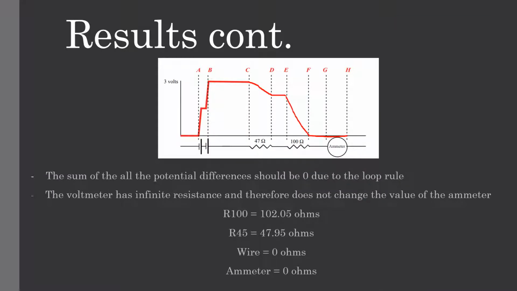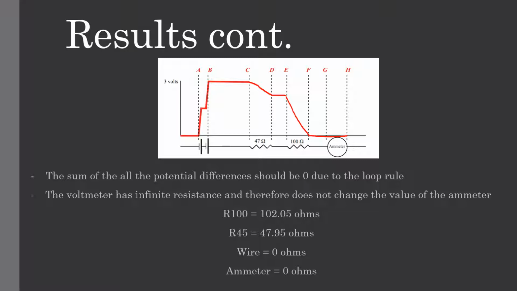Here is my graph outlining the voltage drops throughout the circuit. You can see that the sum of all potential differences is 0, which makes sense due to the loop rule. Also, the voltmeter, when attached to the circuit, has infinite resistance and therefore does not change the value of the ammeter. Below, I listed my results when solving for the resistance in each of the resistors given the voltage drop.